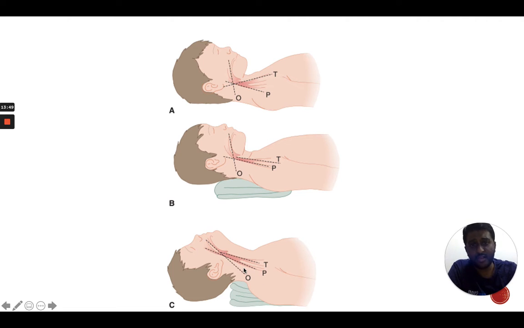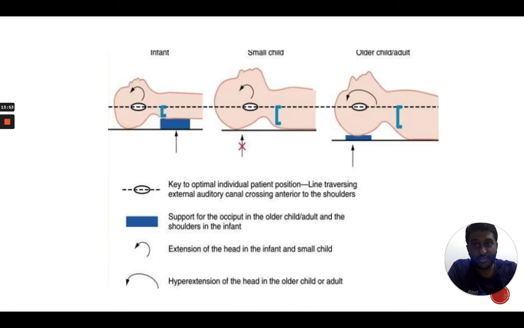Okay, so to achieve a good view of the glottis in a child, we can use different techniques. In an infant, we can put a rolled up towel or some kind of wedge under the patient's shoulder, and that can improve the laryngoscope view. You don't need to put anything under the patient's head because their occiput is larger to begin with.